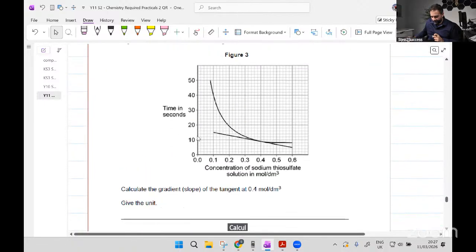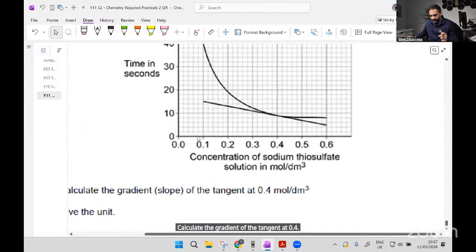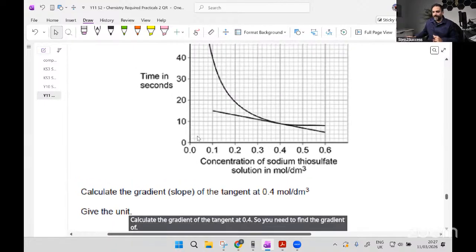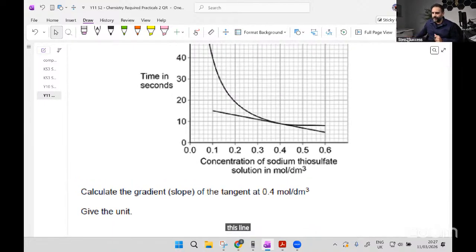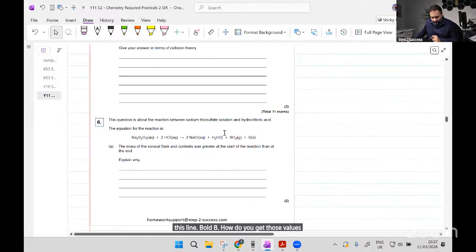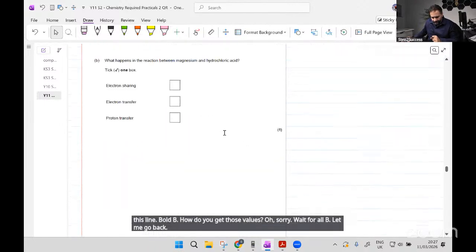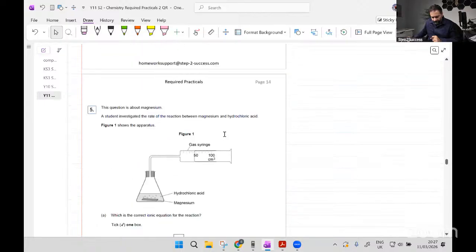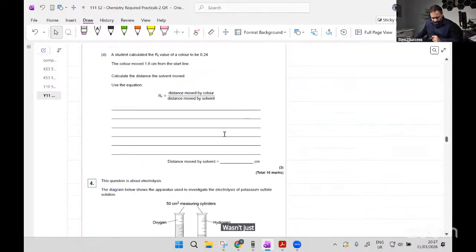Calculate the gradient of the tangent at 0.4. So you need to find the gradient of this line. Um, 4b, how do you get those values? Oh, sorry, wait, 4b, let me go back. Wasn't it just reading off the tubes?